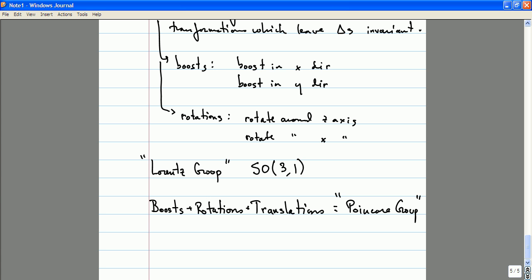Question? Is there a similar name to the Poincaré group? Yeah, there's a similar name, but people don't use it very much. It's called ISO(3,1). Exactly. So 3 here stands for the fact that there's 3 spatial directions. 1 stands for the fact that there's 1 time direction. If I were to talk about the Lorentz group for the 2-dimensional Minkowski space, just the xt plane that we've been talking about, that would be SO(1,1).